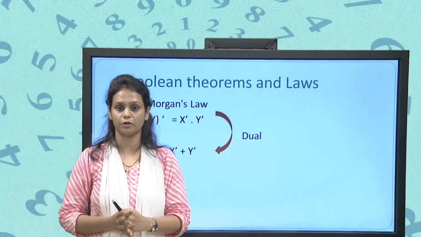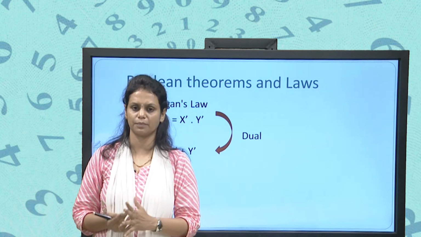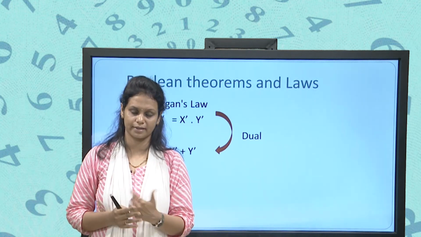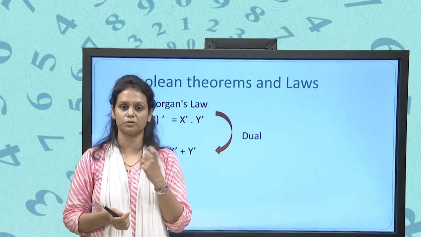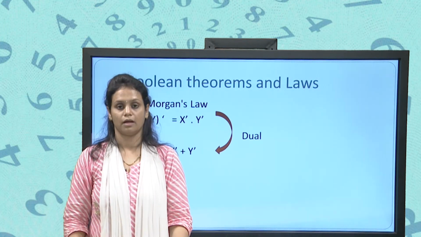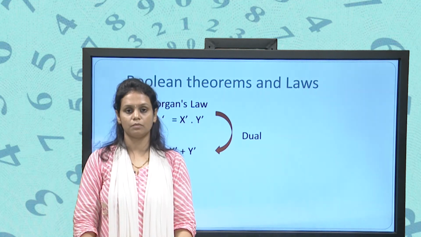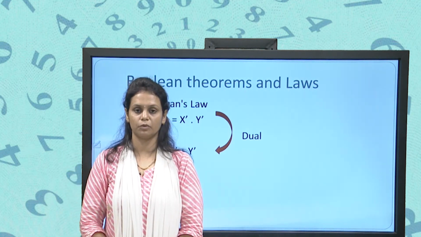What is the meaning of dual in Boolean algebra? We just replace plus by dot and dot by plus, that is the dual. And what is the complement? Complement has the same meaning that we have seen in set theory, right? In the next lecture, we will see some more operations using the gates in Boolean algebra.